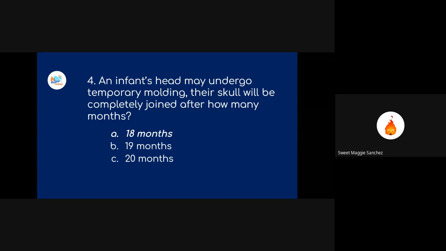So, nothing to panic if you see that your child's head is suddenly too long or has a flat part. Nothing to panic. Nothing to panic talaga.